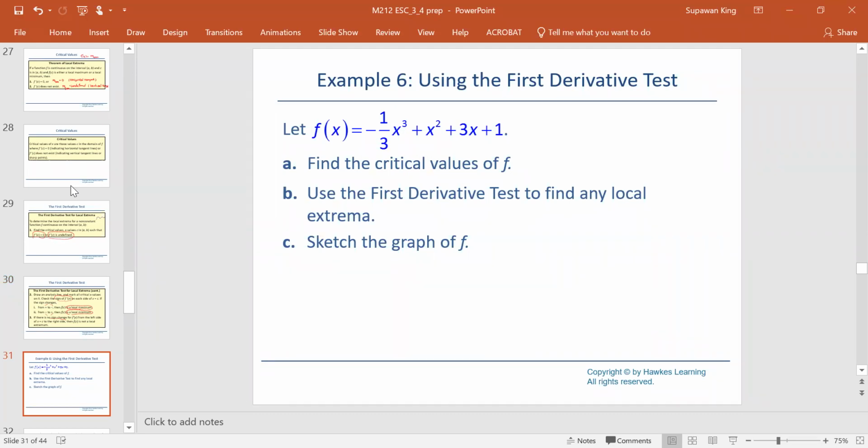In this example, f of x equals negative 1 over 3 x to the third plus x to the second plus 3x plus 1. Part A, find the critical values of the function f. Part B, use the first derivative test to find any local extrema. And part C, sketch the graph of f. First of all, find the critical values of f, or identify the c for which f prime at c equals 0 or f prime at c is undefined.